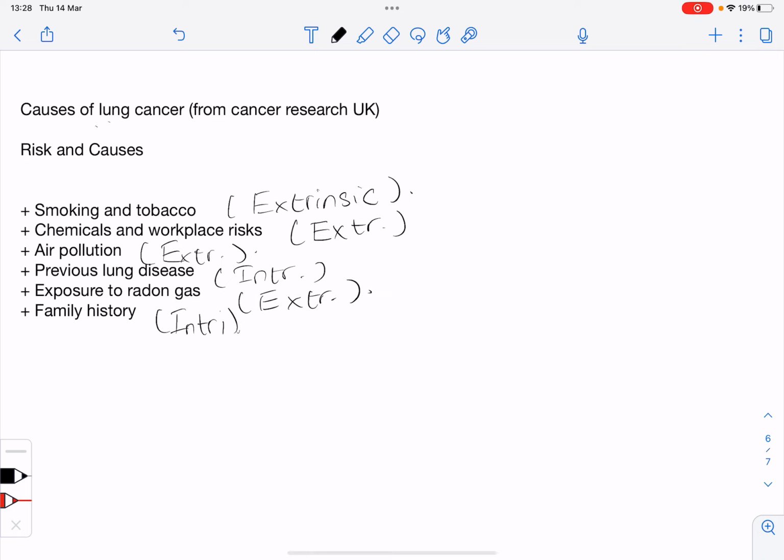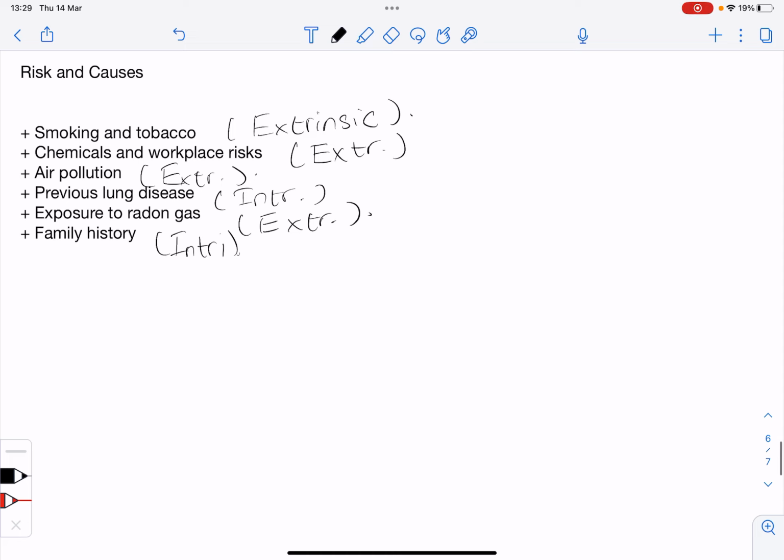So when we talk about lung cancer, we can't just say it's an extrinsic cause or an intrinsic cause. It could be either one or both, depending on your family history or any previous conditions you may have had. But other than that, if you're perfectly normal and your family did not have any previous lung cancer, then yes, it may be due to your workplace, because industrialization and harmful toxins in the air may lead to the development of cancer.